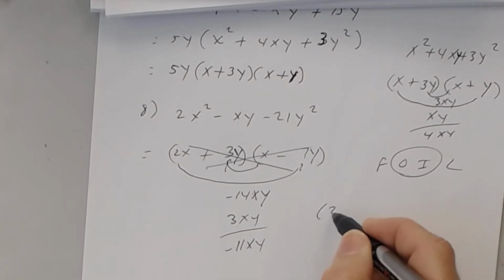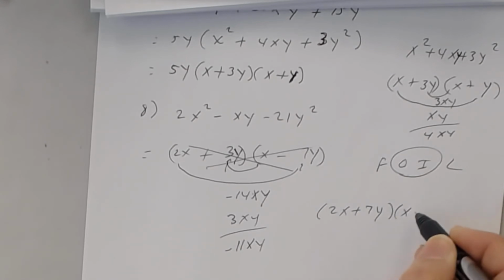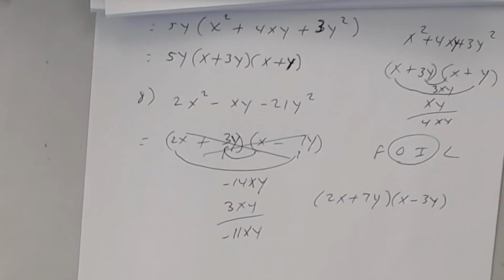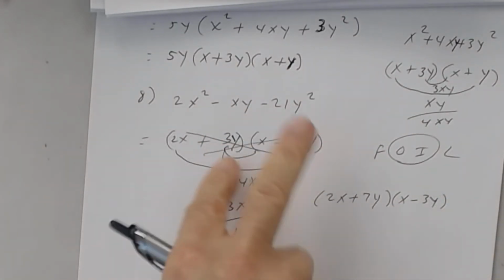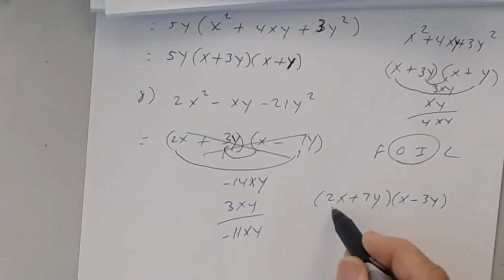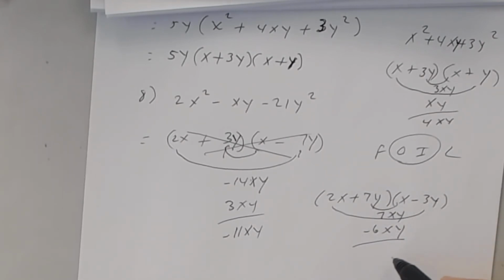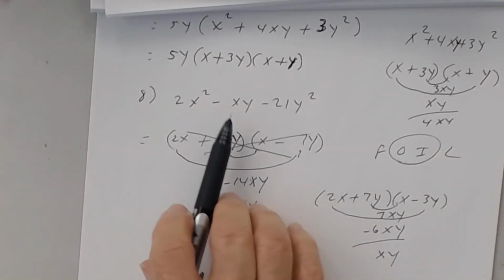All right, so let's try that. Let's try this one now. 2x plus 7y times x what? Minus 3y? All right, let's see if that works. All I did was switch the last terms. What's the outer this time? Negative 6y. Negative 6xy. What's the inner? What do I get when I add them up? Is that what I wanted? No. I wanted what? Negative.